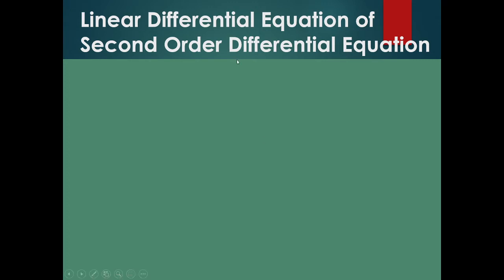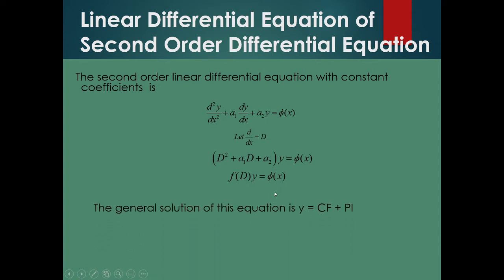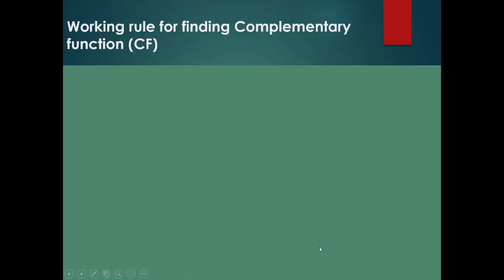Now, in linear differential equation, we consider here the second order differential equation d2y by dx square plus a1 dy by dx plus a2y equal to phi of x. Now we write this equation in symbolic form by substituting d by dx equal to capital D. This bracket is completely f of D operating on y equal to phi of x. The solution of this equation is given by y equal to CF plus PI, where CF means complementary function and PI means particular integral. Here we have to find the complementary function by using this method.